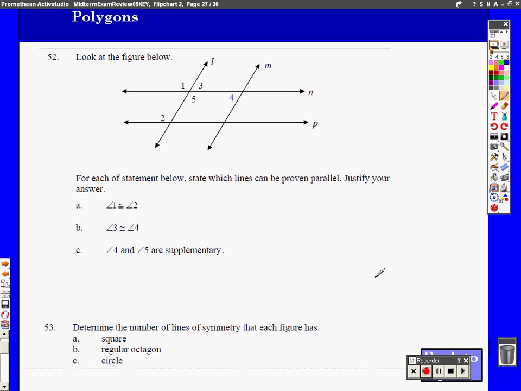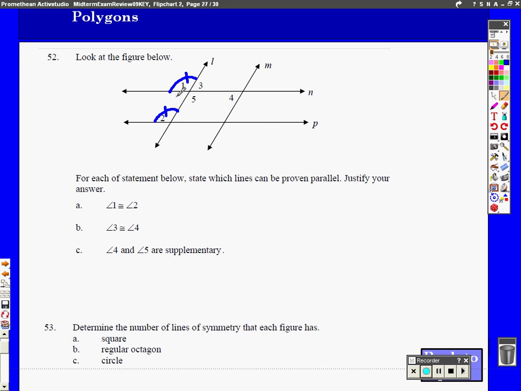In number 52, we are given a diagram with some angles marked and some lines labeled. And we are given 3 pieces of information. Each one of these is like a different problem. So in problem A, we are told that angle 1 and angle 2 are congruent. And we're asked to decide which lines specifically can be proven parallel.